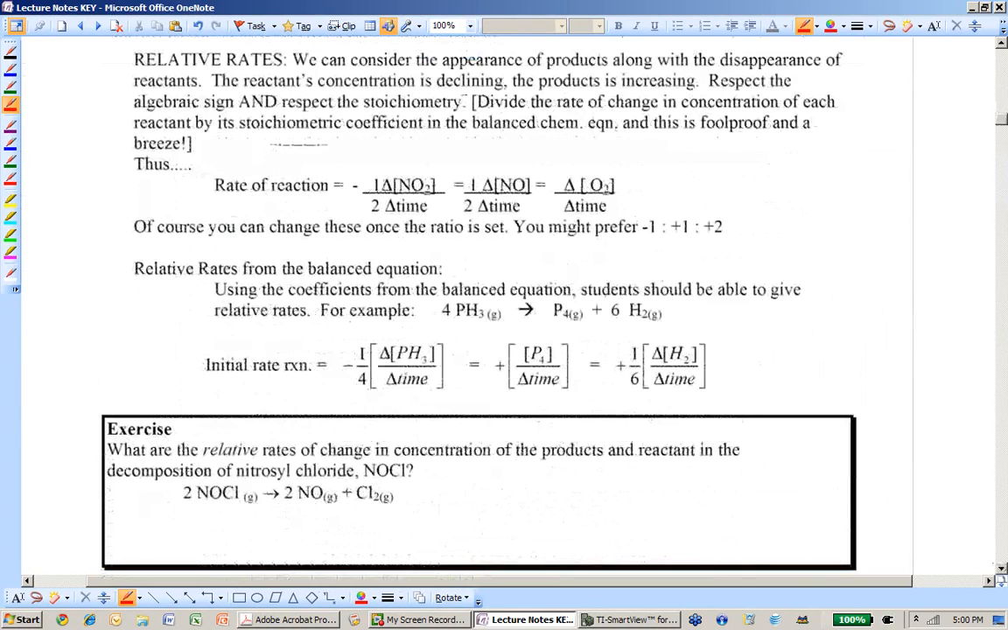New topic. Relative rates. That means they relate to each other. So we can consider the appearance of products along with the disappearance of reactants. The reactants concentration obviously is declining, the products is increasing, and we're going to respect the algebraic sign and the stoichiometry. So we're going to divide the rate of change in concentration of each reactant by its stoichiometric coefficient in the balanced equation. If you do it this way, it's foolproof, and this makes this really easy.